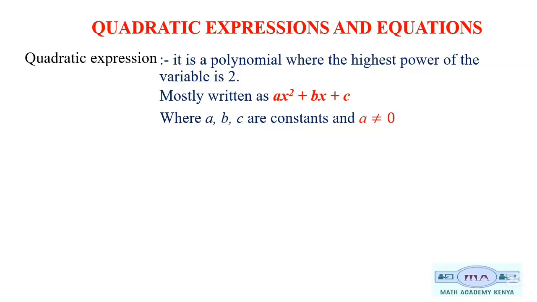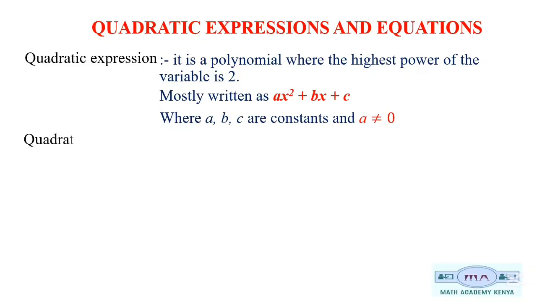So in this particular case, if you have a quadratic expression like this, the values of a, b, and c are called the constants, and the value of a cannot be equal to 0, because when it is equal to 0, it is no longer quadratic, it becomes linear. Or let's just say it becomes an algebraic expression. So the coefficient of x squared, we will call it a, the coefficient of x is b, and c is a constant.